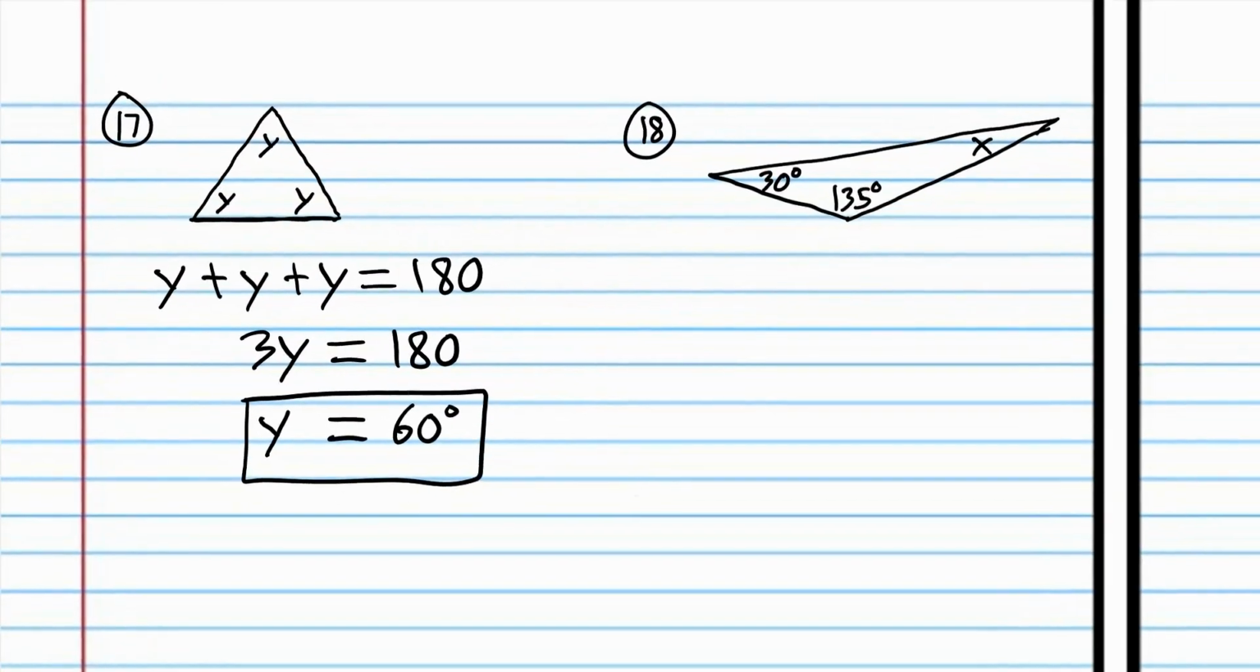All right, so now it's time for you to try. Again, you're just using the triangle sum theorem. All these angles must add up to 180 degrees, and that allows us to find the missing angle. So try number 18, and when you come back, we'll do it together.